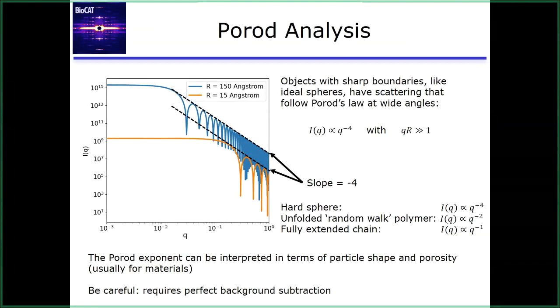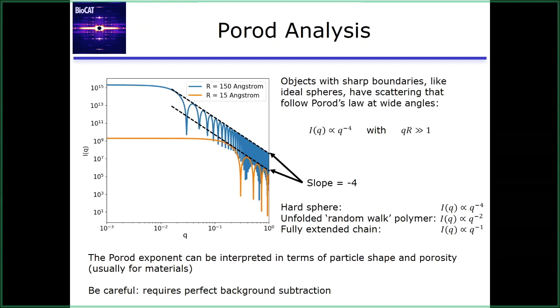And if you can do this fit and get out this exponent, this is usually done for materials, folks, but you can interpret it in terms of particle shape and porosity. Now, I say this is usually done for materials because for SAXS, generally speaking, we're not getting good enough data out here to really nail the fit down. The data out there is noisy, it's low intensity, and doing the fit can be quite misleading.